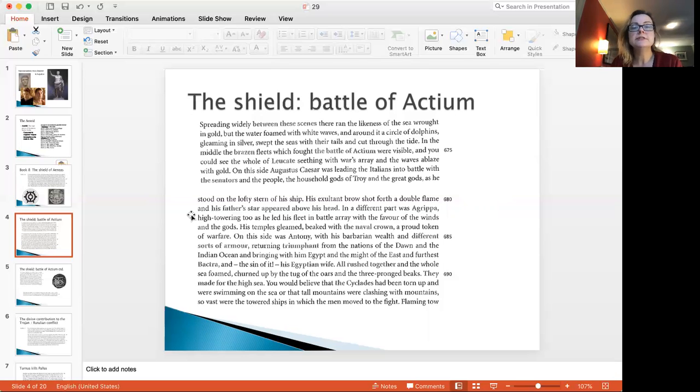There ran the likeness of the sea, wrought in gold, but the water foamed with white waves, and around it a circle of dolphins, gleaming in silver, swept the seas with their tails and cut through the tide.